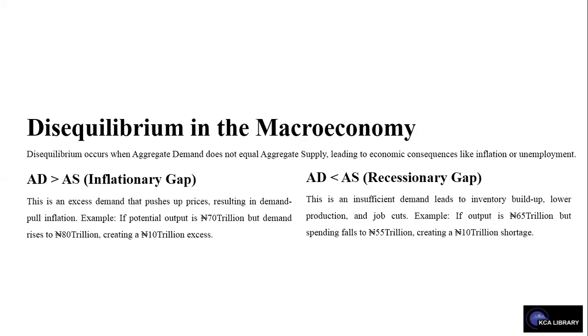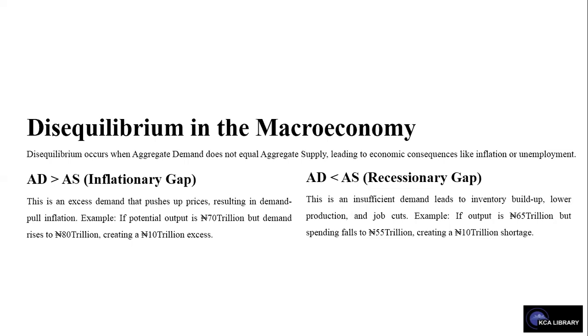And for the inflationary gap, this is an excess demand that pushes up price, resulting in demand pull inflation. An example of this is if potential output is 70 trillion naira, but demand rises to 80 trillion, and there is a 10 trillion excess that has been created.